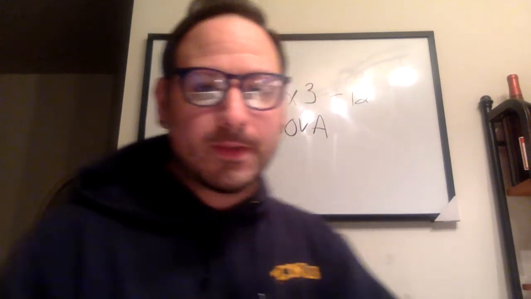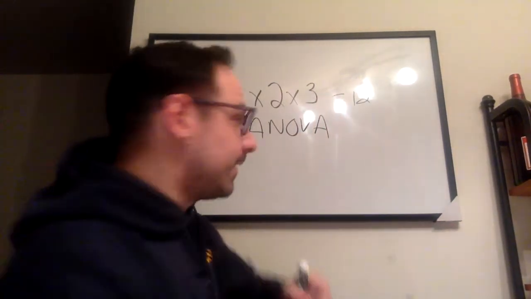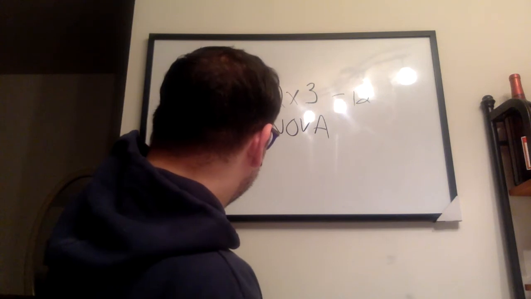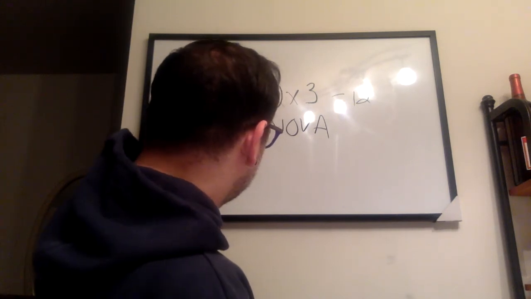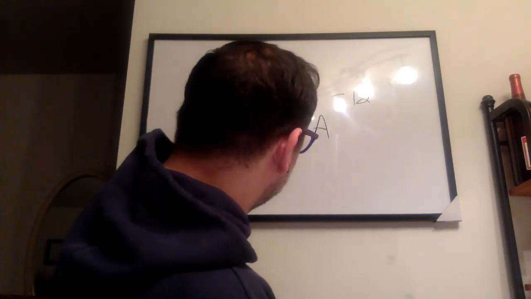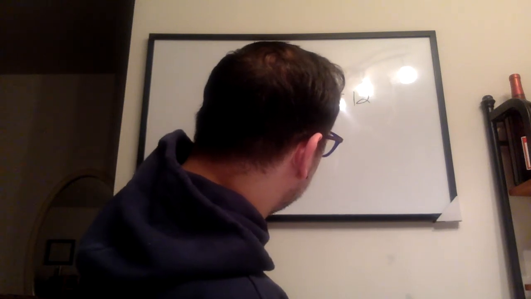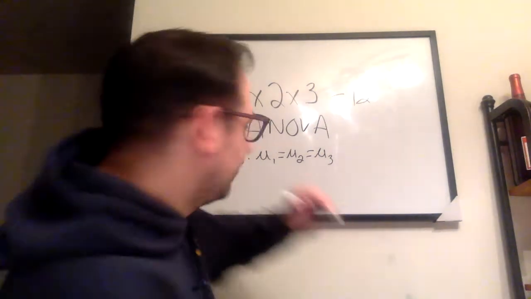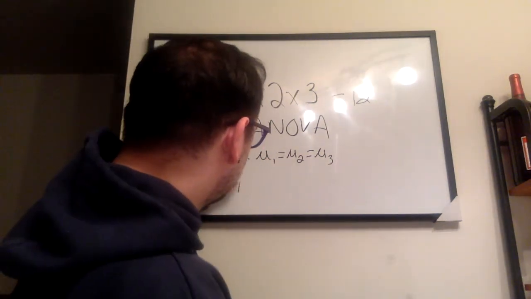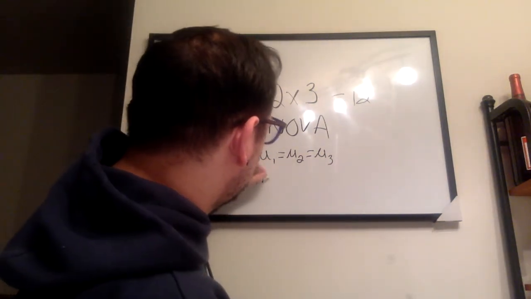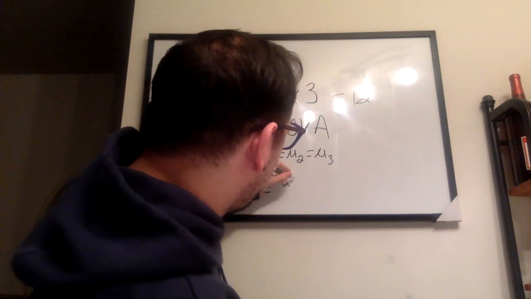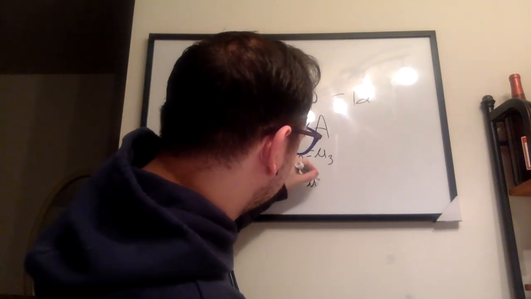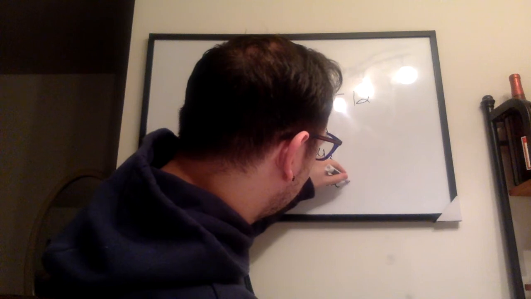ANOVA's hypotheses are written in terms of the means, right? The way you would write your null hypothesis for a one-way ANOVA if you had three groups is like this: mean 1 equals mean 2 equals mean 3. Or you could just say all means are equal. Your alternative has to be not all means are equal.